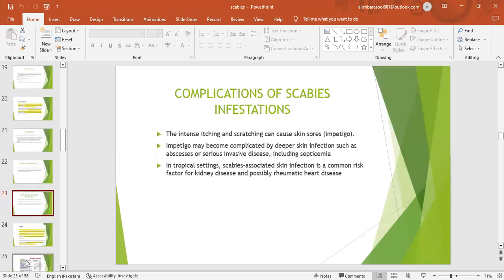Complications of scabies infestation. The intense itching and scratching can cause skin sores. Impetigo may become complicated by deeper skin infections such as abscesses or serious invasive disease, including septicemia. In tropical settings, scabies-associated skin infection is a common risk factor for kidney disease and possibly rheumatic heart disease.